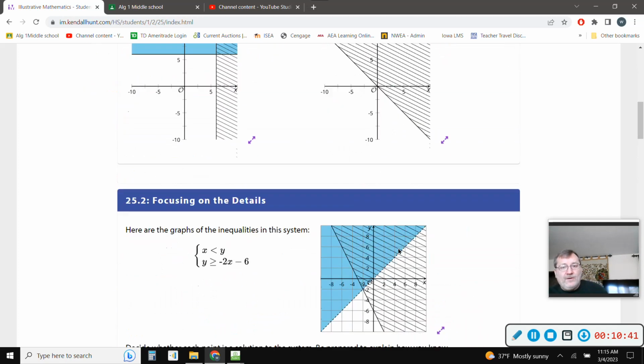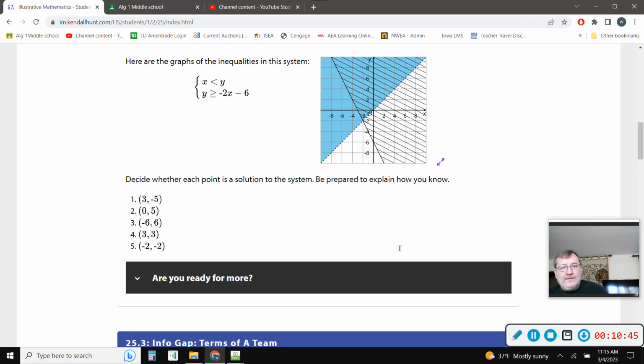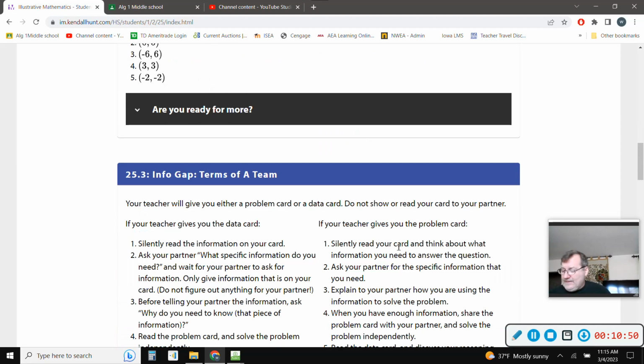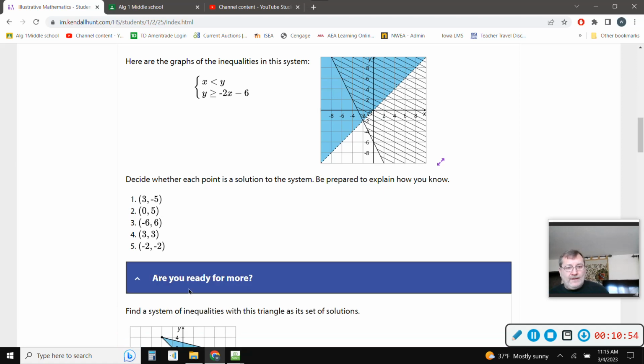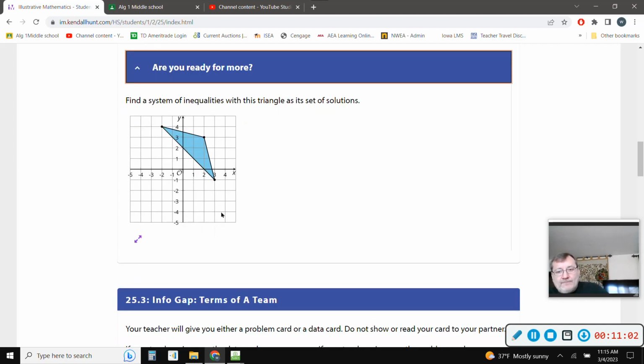The hard part was, again, trying to do the graphs. Are you ready for more? This thing, all right. Finding the system of equations and this thing was the hard part. But other than that, that's all I got for today.